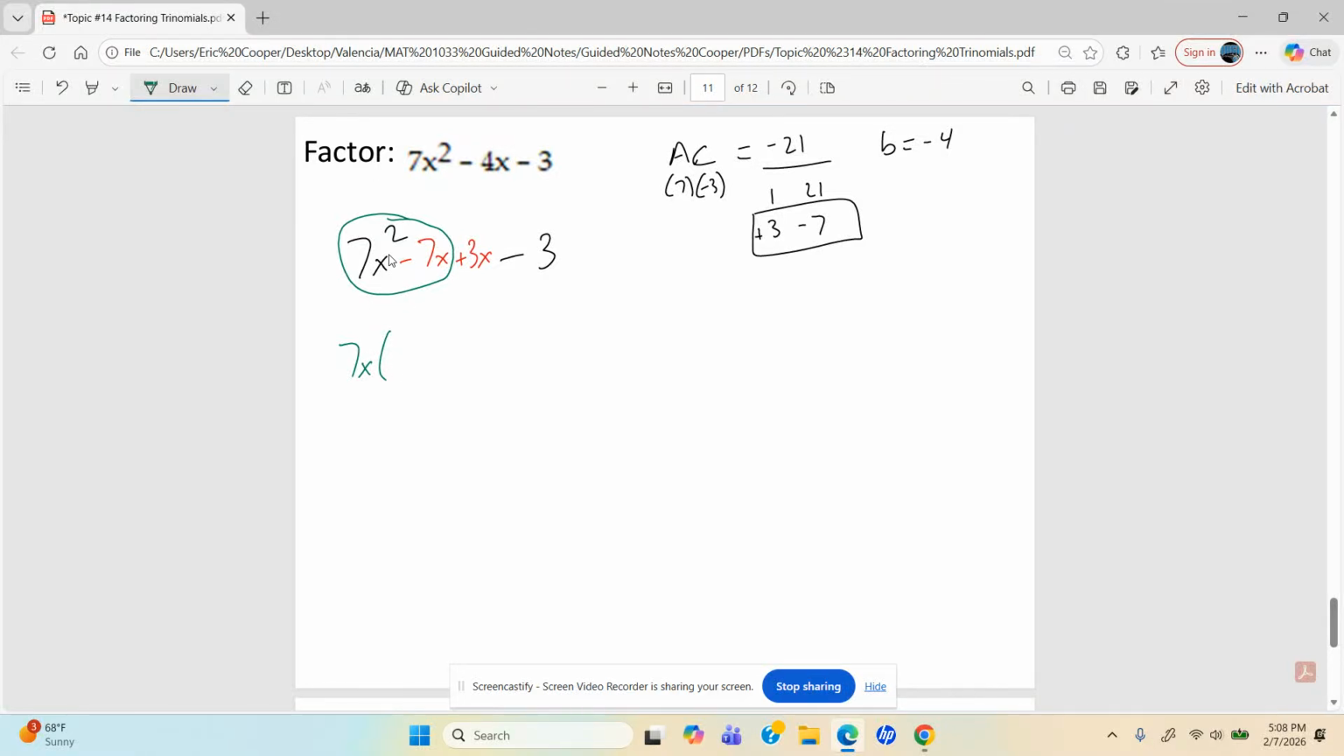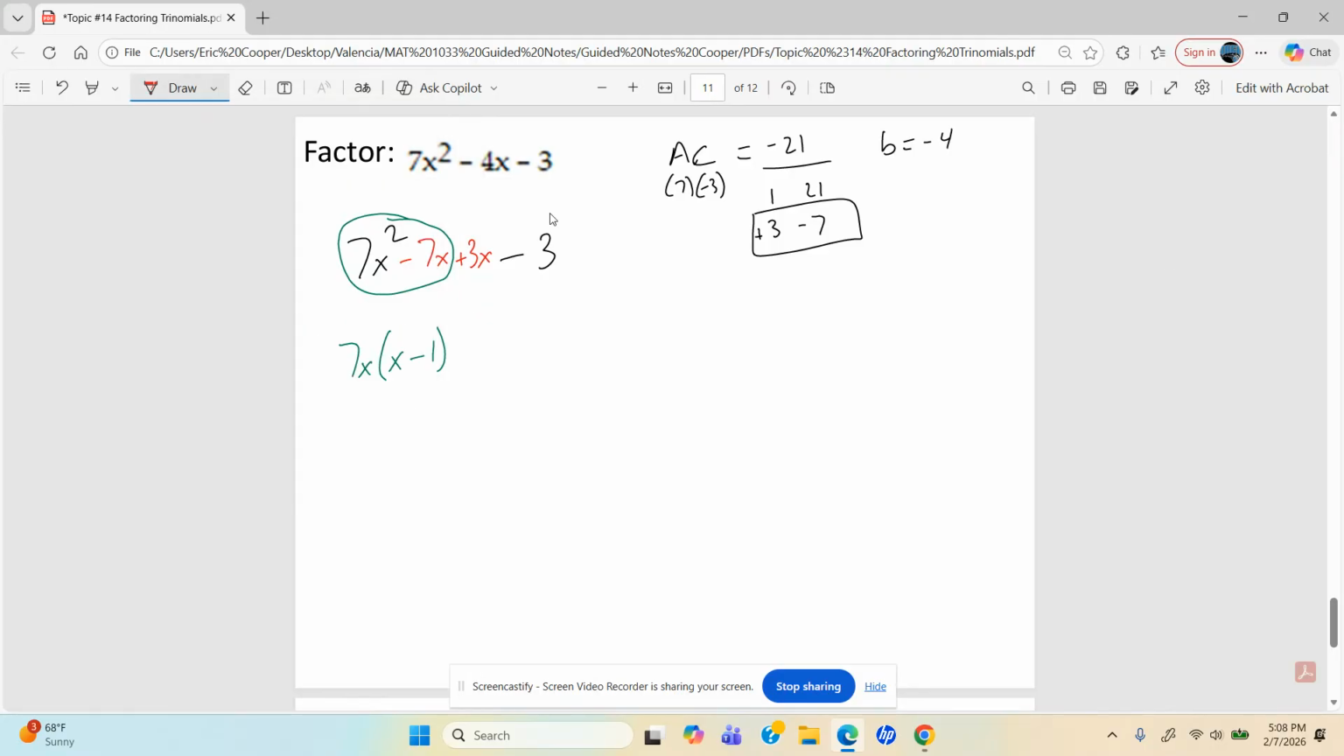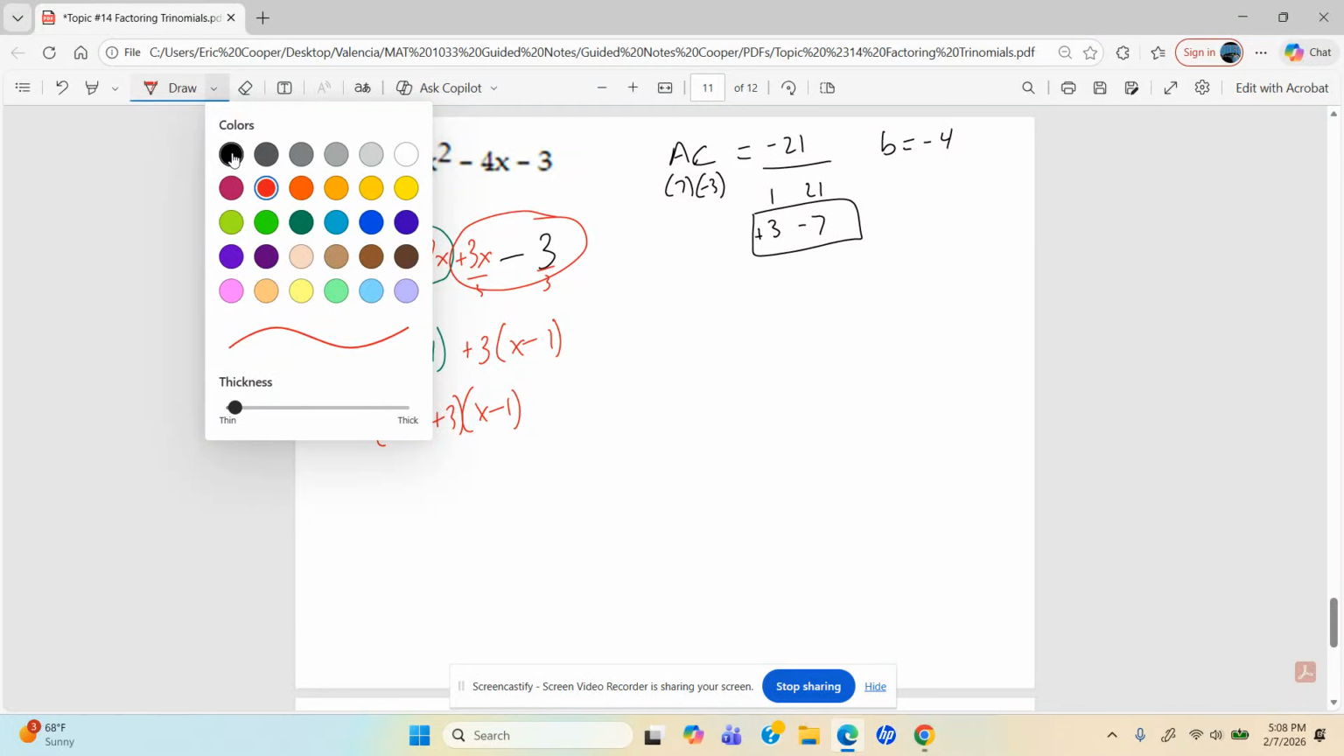7 divided by 7 cancels. 2 x's, I take away 1, just leaves me with x. Negative 7x divided by 7x is just negative 1. When I go to my second term, I've got 3x minus 3, so I'm going to take out a 3. When I do that, I'm just left with x minus 1. 7x plus 3, x minus 1 is our answer.